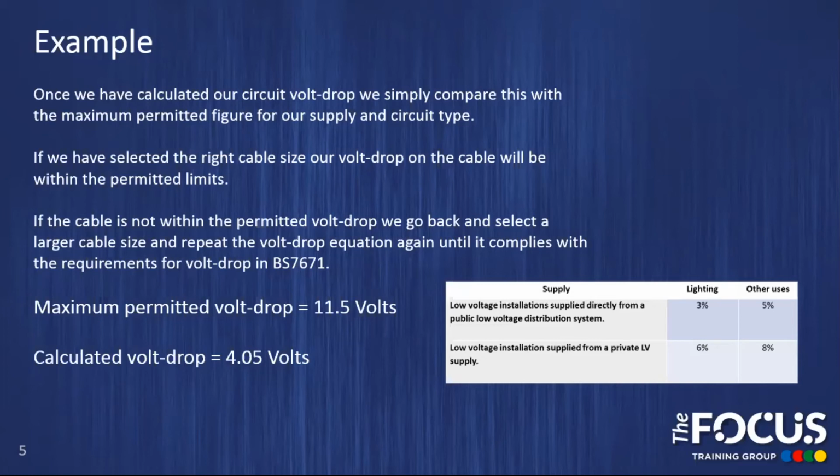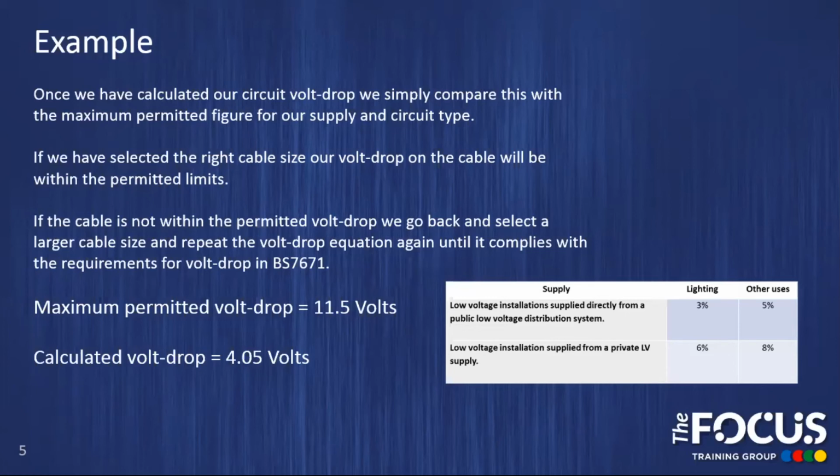So in this circumstance, we were talking about a supply to a fixed heater, so that would come under other uses. And from our calculations earlier on, we discovered that this 5% in a 230 volt single phase circuit would be 11.5 volts. We then look at the outcome of our calculated volt drop, which is 4.05 volts. Therefore, our voltage drop is well within the permitted limits.